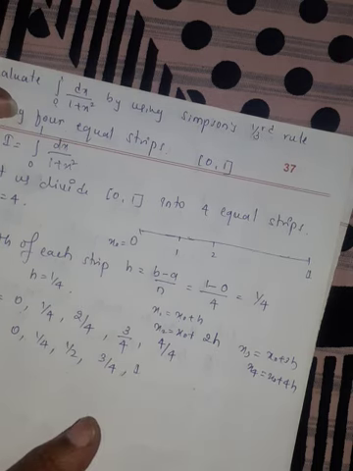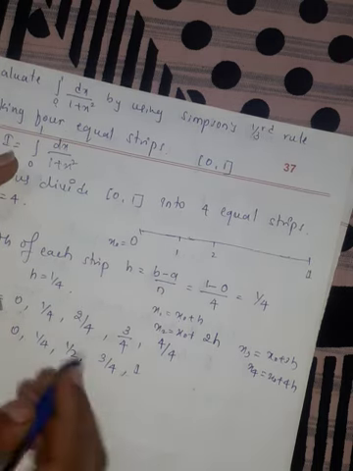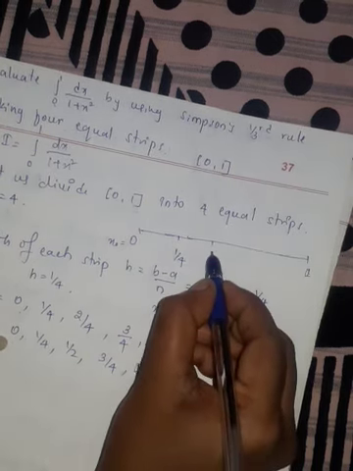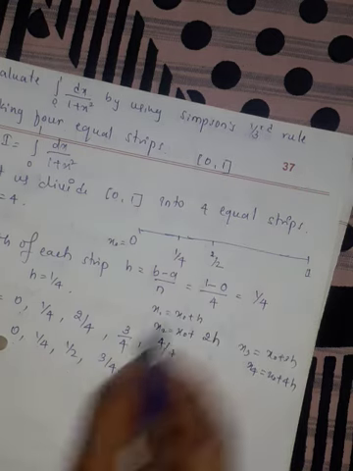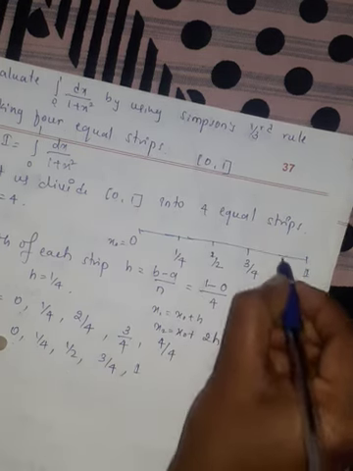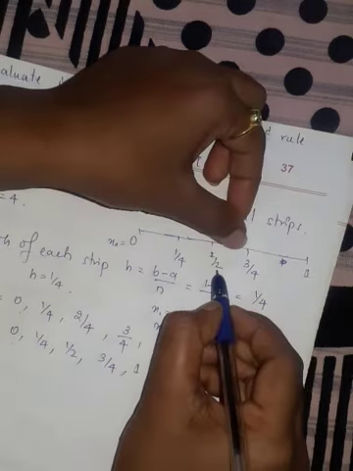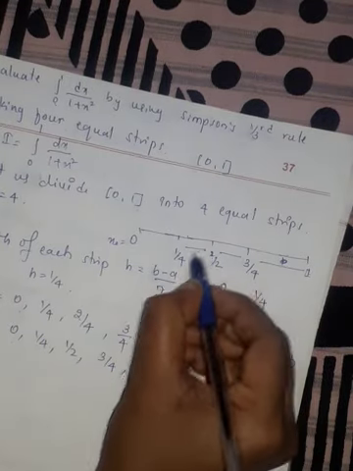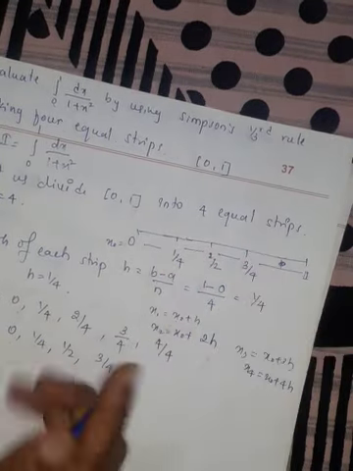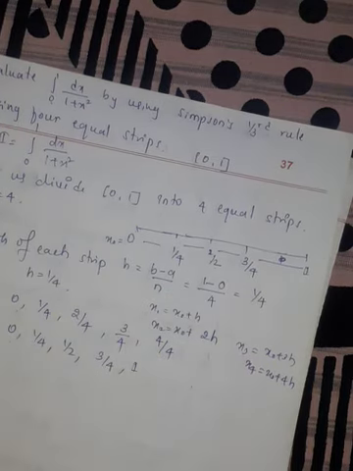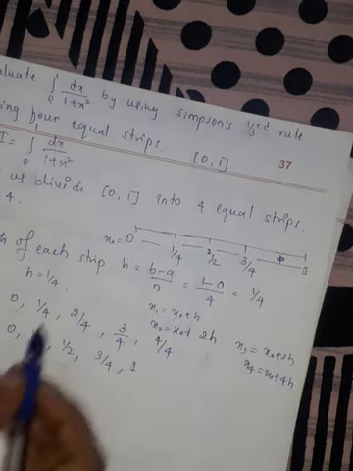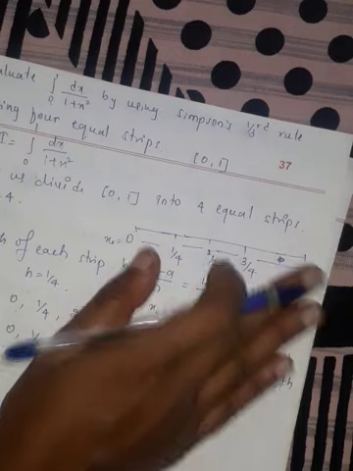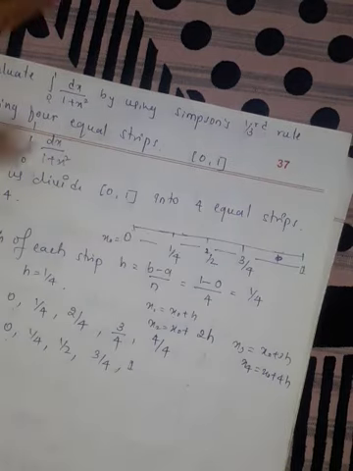Now these are the strips. 0 to 1 by 4 is 1 strip. 1 by 4 to 1 by 2 is 1 strip. 1 by 2 to 3 by 4 is 1 strip, and 3 by 4 to 1 is 1 strip. Now you can see there are 4 strips, but how many points are there? 5 points. These 5 points, 0, 1 by 4, 1 by 2, 3 by 4 and 1, are nothing but ordinates.